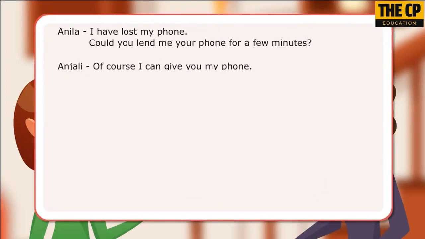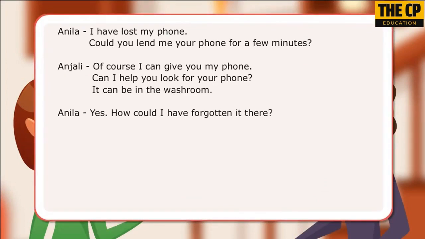In the dialogues, the girls have used can and could to make a request, to ask for permission, to express a possibility, and to show ability both in present and past tense.